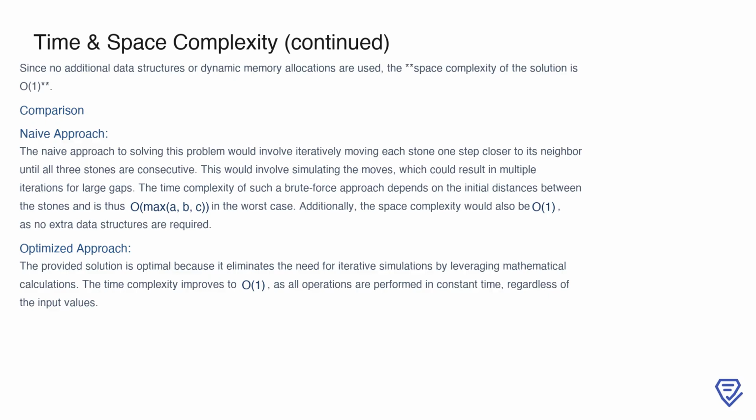Unlike a naive approach, which might involve simulating each stone's movement step by step, this optimized solution leverages mathematical calculations to eliminate unnecessary iterations. A naive approach would have a time complexity of O(max(A, B, C)) in the worst case, as the number of moves would depend on the initial distances between the stones. However, the space complexity for both the naive and optimized approaches remains O(1), as no additional memory is required. By contrast, the optimized solution achieves a constant time complexity of O(1), making it far superior in terms of efficiency for all scenarios, regardless of the initial configuration of the stones.